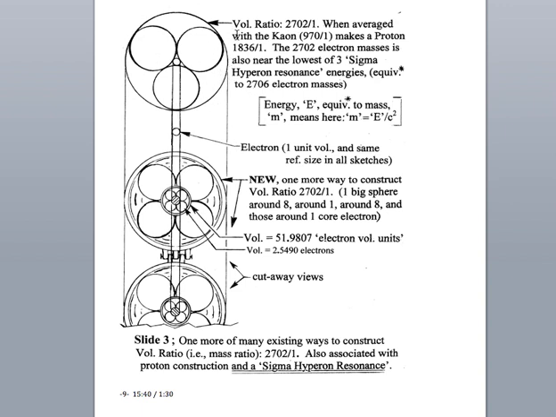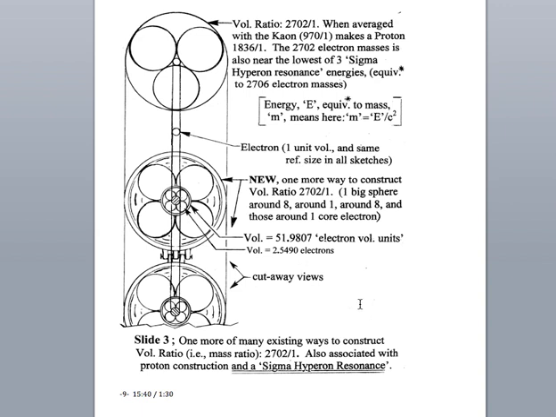It generated the volume of 2702 to 1, or a mass of 2702 electrons. And the cross-sectional sketch below it, although built differently, creates the same 2702 electron mass. That cross-sectional sketch consists of one big sphere around 8, and those 8 around a medium-sized sphere, and that around 8 rather small spheres, and those around one small centered electron sphere.